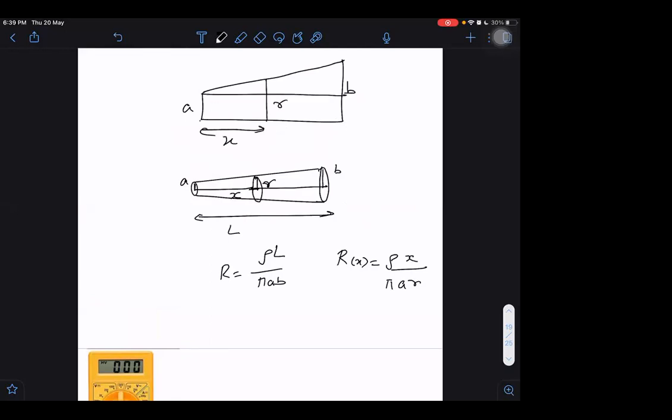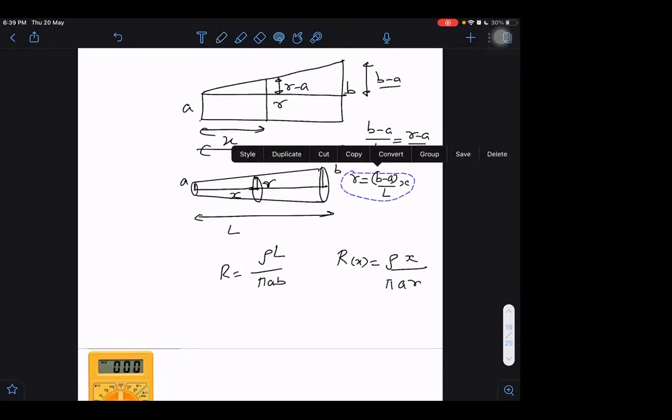So by the similar triangle concept, what is this length here? R minus A. This length here is B minus A, and the total length is L. So B minus A by L is equal to R minus A by x. So are we getting R from here? Yes, we are getting R. R is equal to B minus A by L into x plus A.